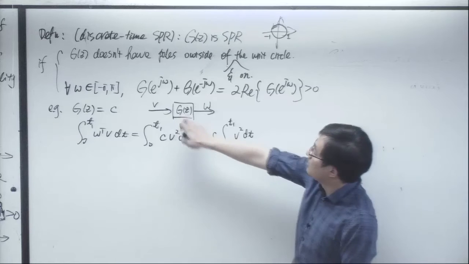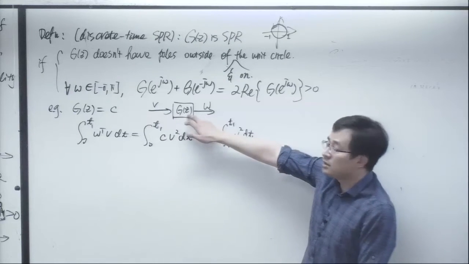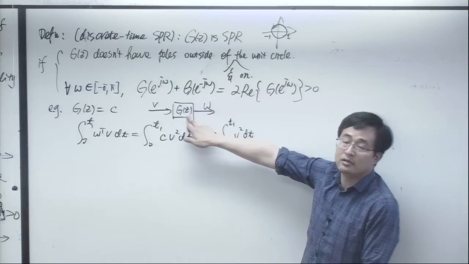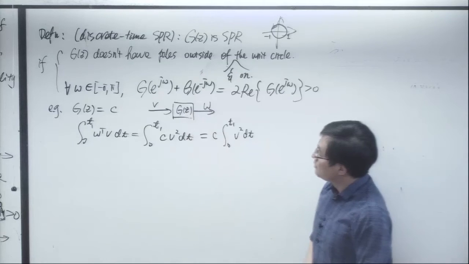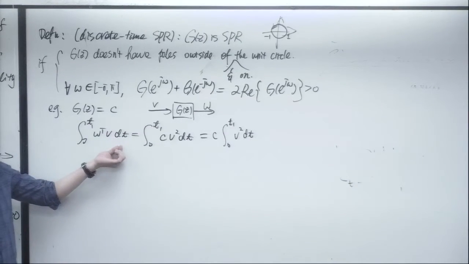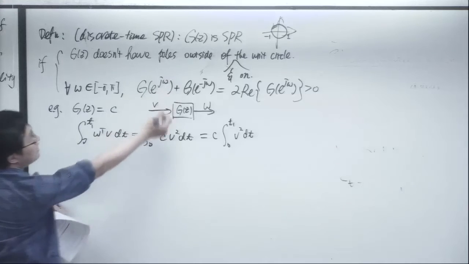This system is definitely passive. And more intuitively, obviously, it doesn't generate energy. You are just applying constant gain. No energy is generated. But we don't want to always do this, right, whenever we see a transfer function. This is a more practical way to check. So the way to check is as follows.